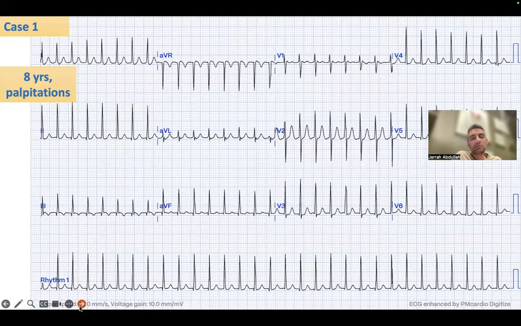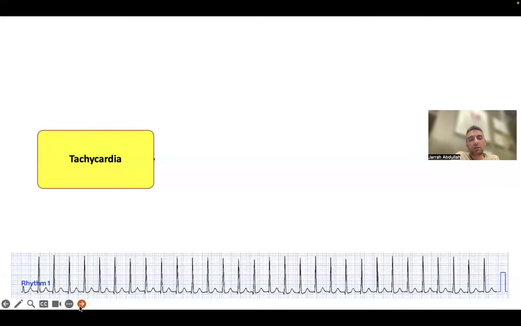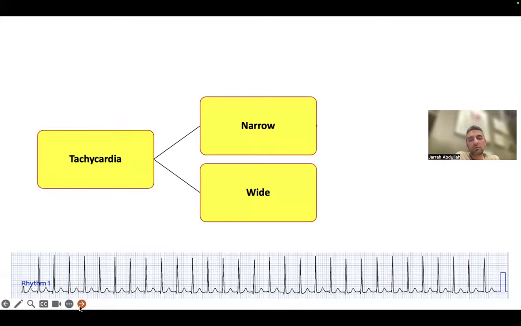This is an 8-year-old presenting with palpitations. As you can see, obviously he has a rapid heartbeat, around 180 beats per minute. When you encounter a patient with tachycardia, first of all ask yourself: is it a narrow complex tachycardia or a wide complex tachycardia? In this case, it's a narrow complex tachycardia.